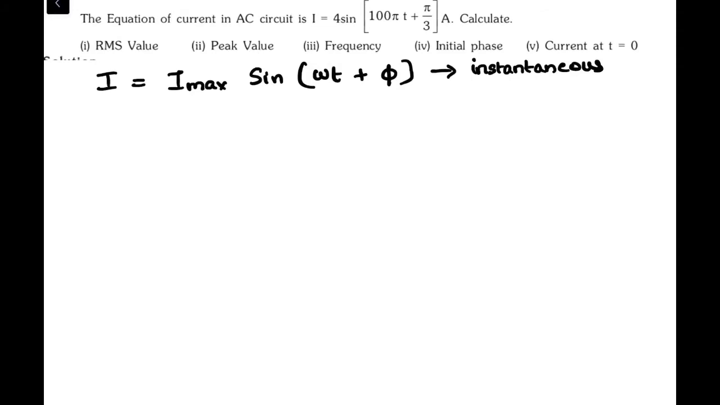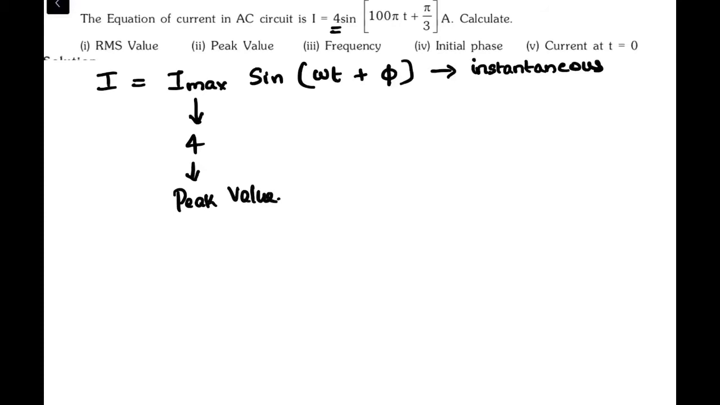Now let's compare this equation with the equation given in the question, and let's find out these unknown parameters. Looking at the equation itself, we can understand that I max is 4 because it's already given here in the question. It is I equal to 4 times, so I max equal to 4, which is the peak value. So 4 became the peak value.